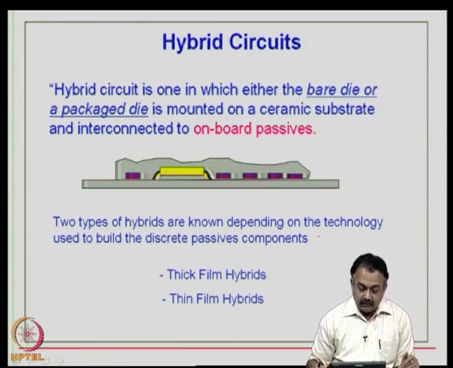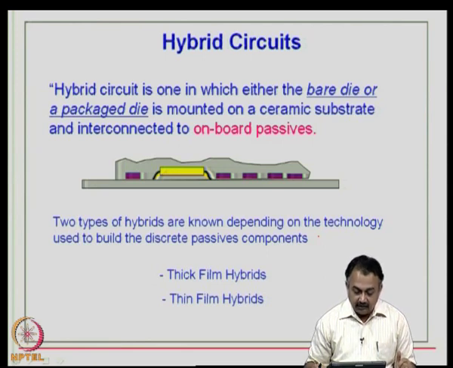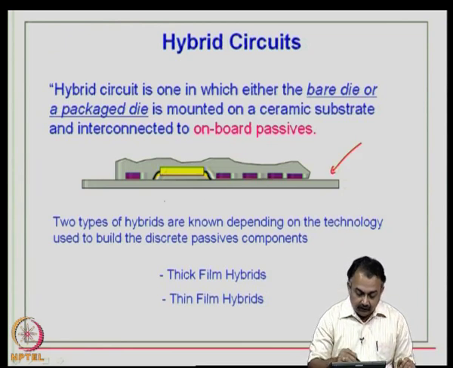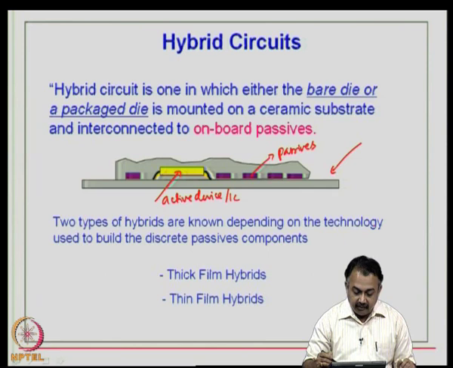Hybrid circuits is one in which either the bare die or a package die is mounted on a ceramic substrate and interconnected to onboard passives. Just as we have seen MCMC, a similar definition, you can look at the substrate here in this figure. Then you have an active device or an IC, and these are the passives, resistors, capacitors and so on. So, there is a bare die or a package die which is mounted on a substrate and interconnected to onboard passives.